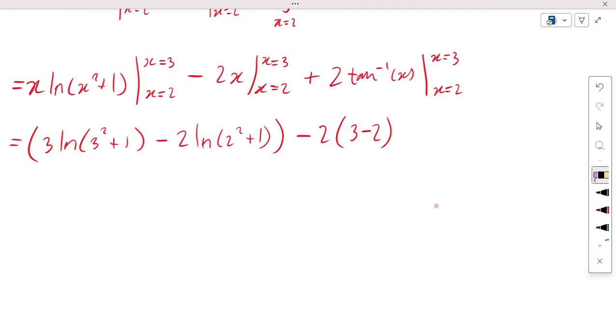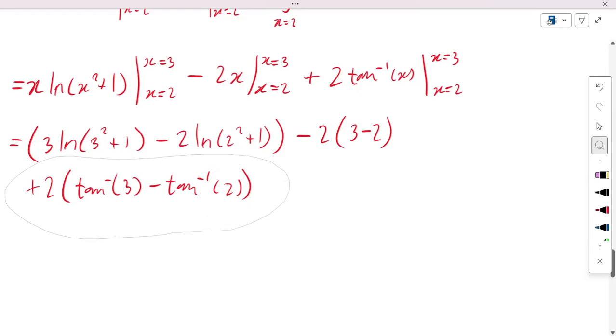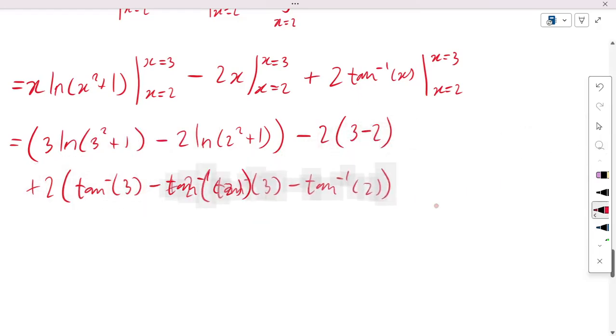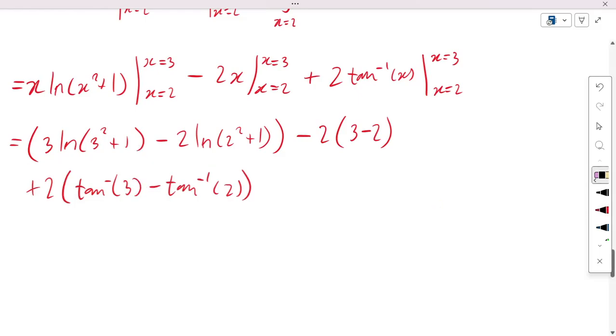Then, let me write it down here actually, because I noticed what it's going to be. It's going to be arctangent of 3 minus arctangent of 2 when we're evaluating from 2 to 3. Maybe I can fit it. Let me just test my luck over here. Nope, absolutely not. So that's why I kept it here. Okay, great.